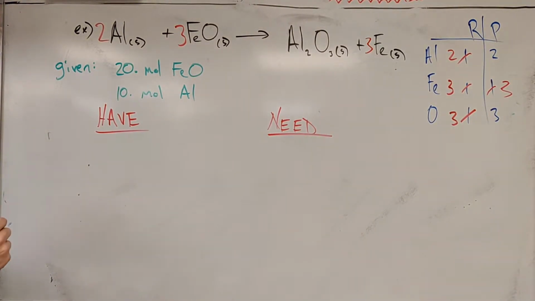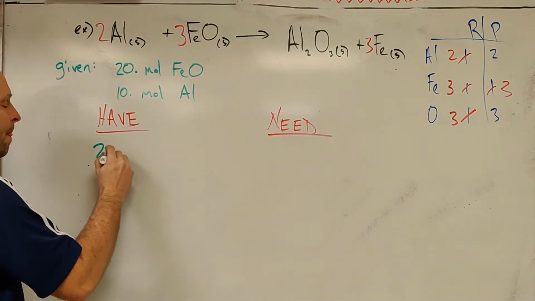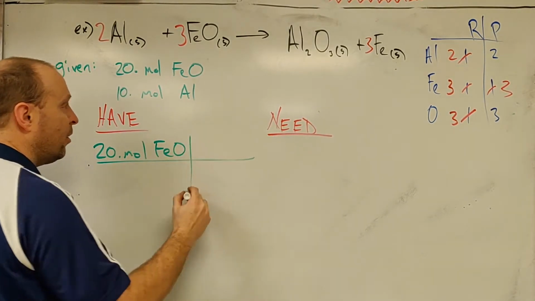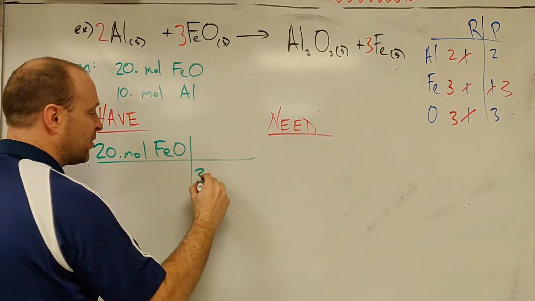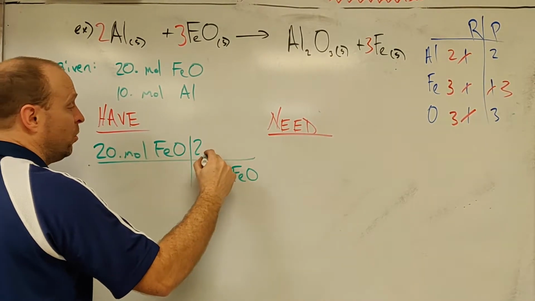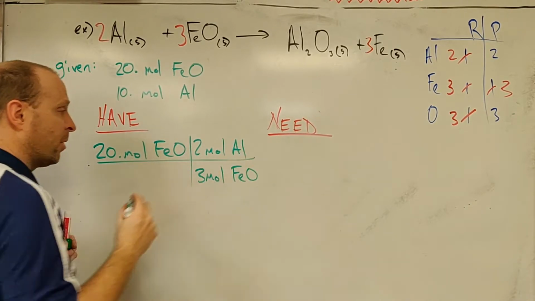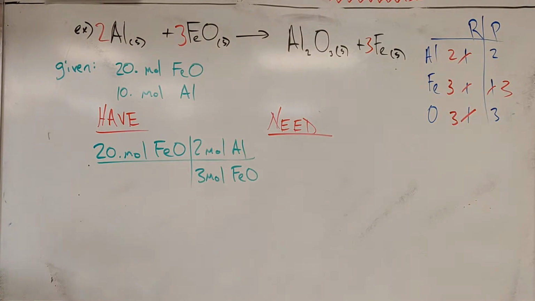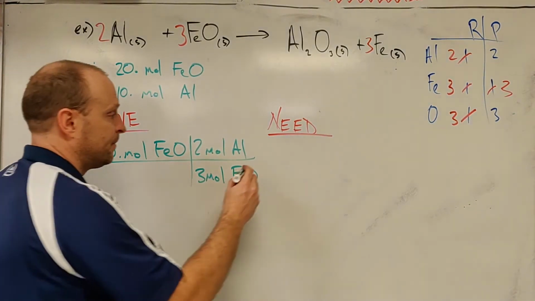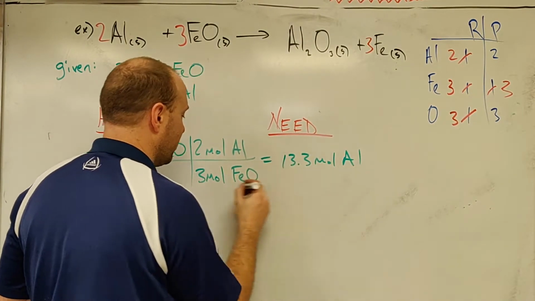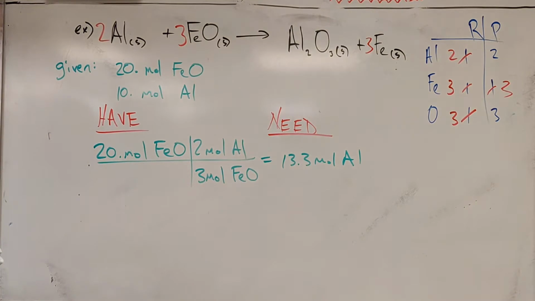In this case, I have 20 moles of iron 2 oxide. And I know from the balanced chemical equation there's 3 moles of iron 2 oxide for every 2 moles of aluminum, right? So 20 times 2, 40, divided by 3 is like 13 1/3. So we'll just write it down that way. 13.3 moles of aluminum. Moles of iron oxide cancel out.